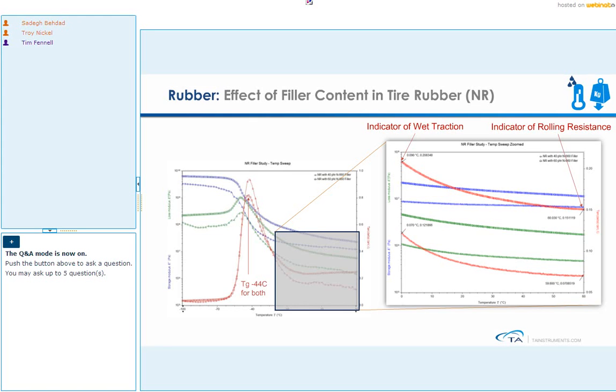But when you look at tan delta, you can see that increasing the filler content is changing your tan delta. And you are getting a higher tan delta value both at 0C and at 60C. So you are improving your wet traction, but at the same time, you are adversely affecting your rolling resistance.